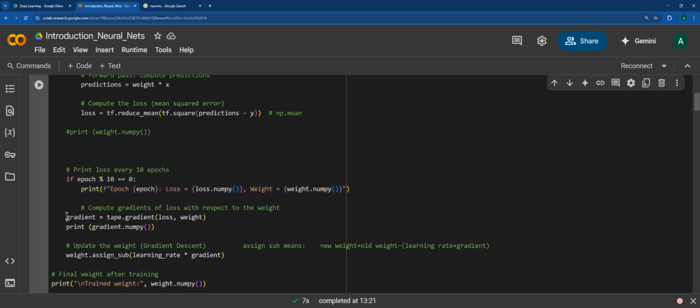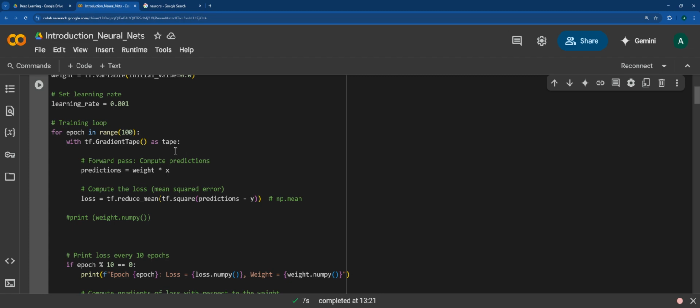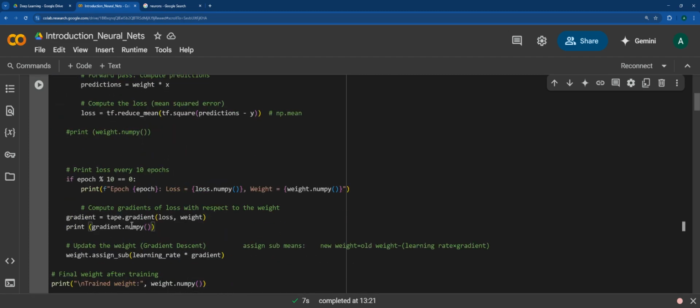But then this is important. This is now again going to the heart of deep learning, or what we think is deep learning. Gradient equals tape. Remember this tape guy? tape.gradient of loss and weight. So it says compute the gradient of loss with respect to weight. And then print gradient.